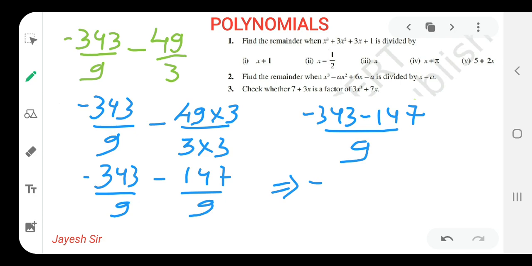Yes, how we will add? 0, 1 goes for carry, 90. Yes, friends, now it's 490 upon 9. So what is our denominator? Minus 490 upon 9. I hope you all might be able to understand it properly, friends.